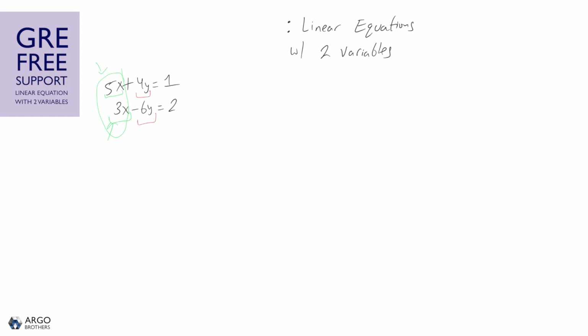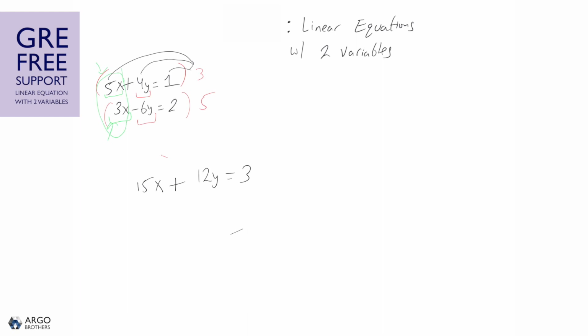In order to get the first equation to 15, I would have to ask myself, 5 times what gets me to 15? Well, 5 times 3 gets me to 15. So I have to multiply this entire equation by 3, and I have to multiply this entire equation by 5, because 5 times 3 will get me to 15. So let's do that. 5x times 3 is going to be 15x plus 4y times 3 is going to be 12y is equal to 3 times 1, which is 3.